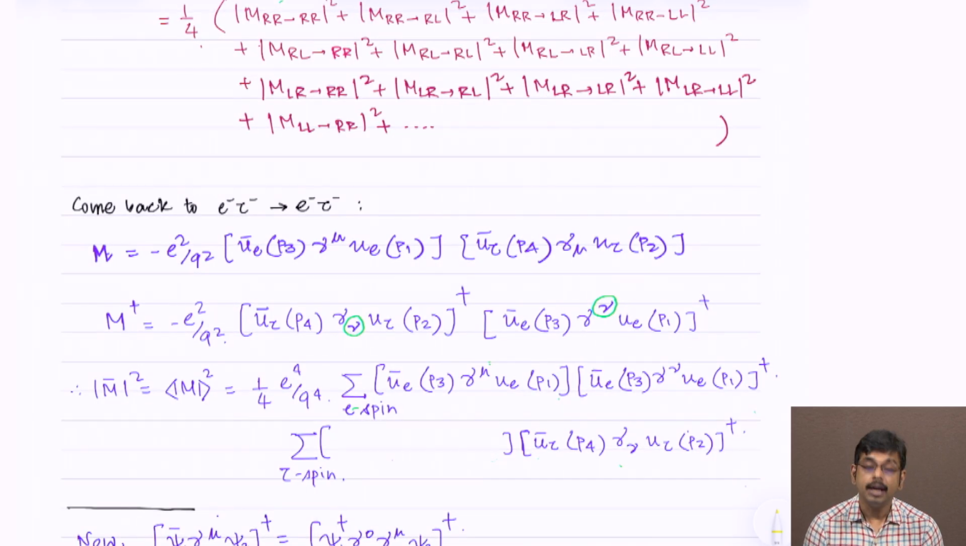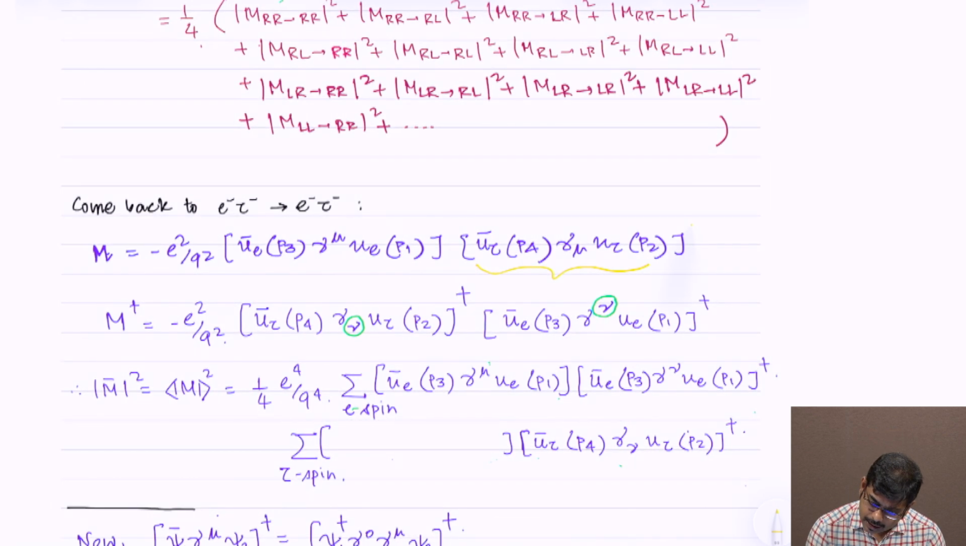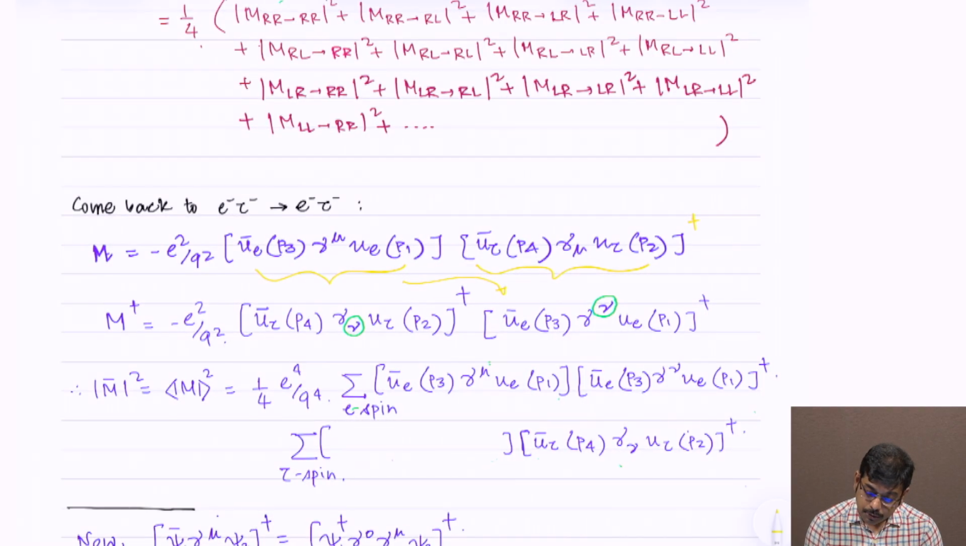For multiplication of two matrices A and B, M dagger will be B dagger A dagger. So, this has to be daggered, and then this has to be daggered. So, you have basically u_tau bar P4 gamma nu u_tau P2 dagger into u_e bar P3 gamma nu u_e P1 dagger.